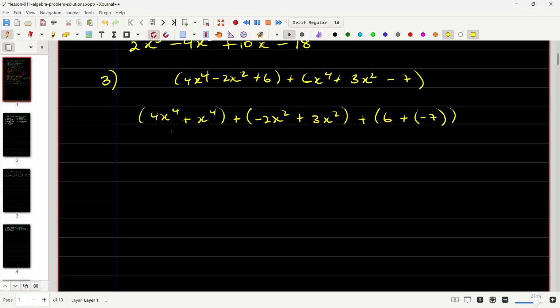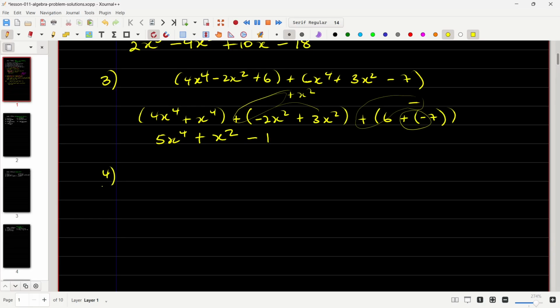And then we're going to have here 5x to the fourth. Then these two adding together will give me positive x squared, and then these two positives will just be a positive, so positive x squared. Then I have these two here is going to give me a minus, so 6 minus 7 will be minus 1, and the minus 1 with the plus out in front is going to give me minus, so minus 1.